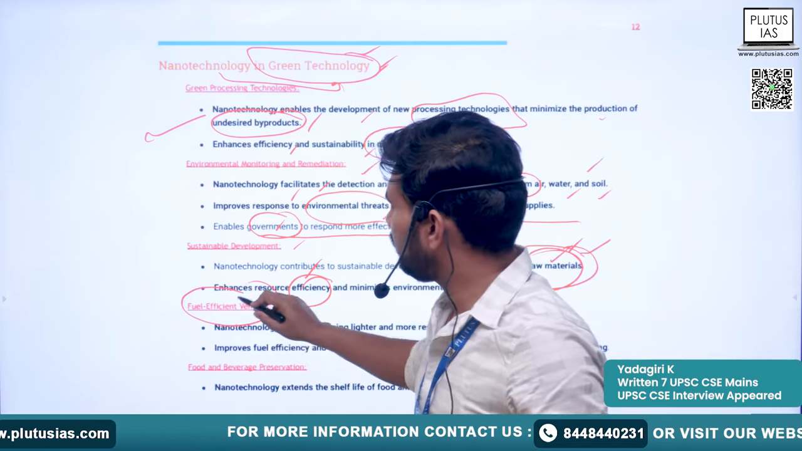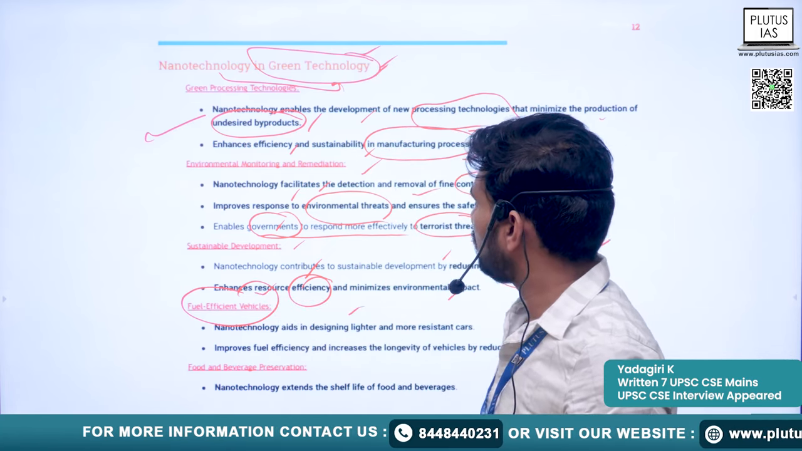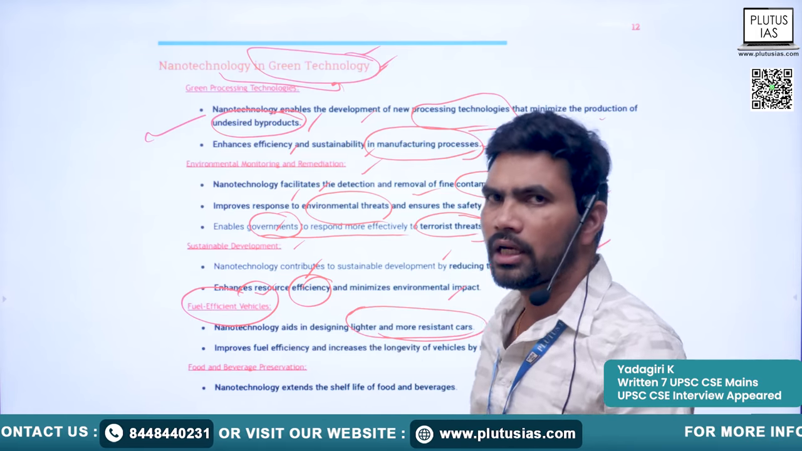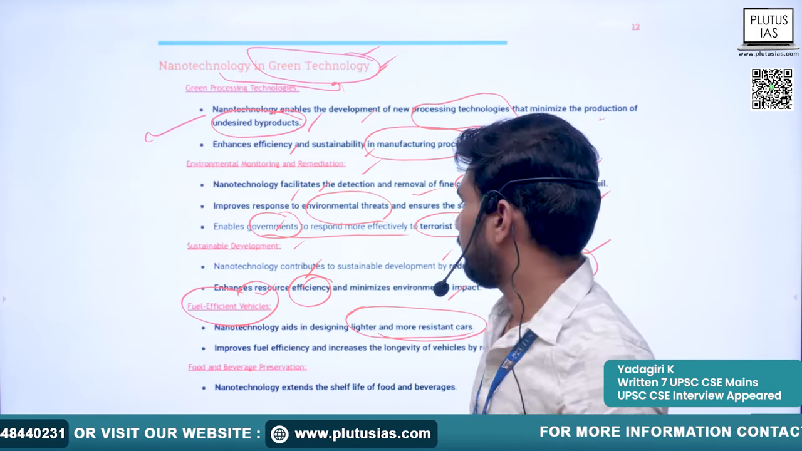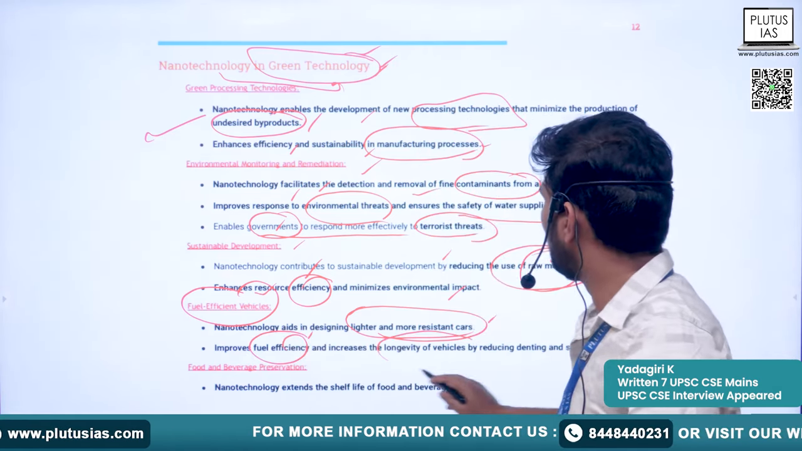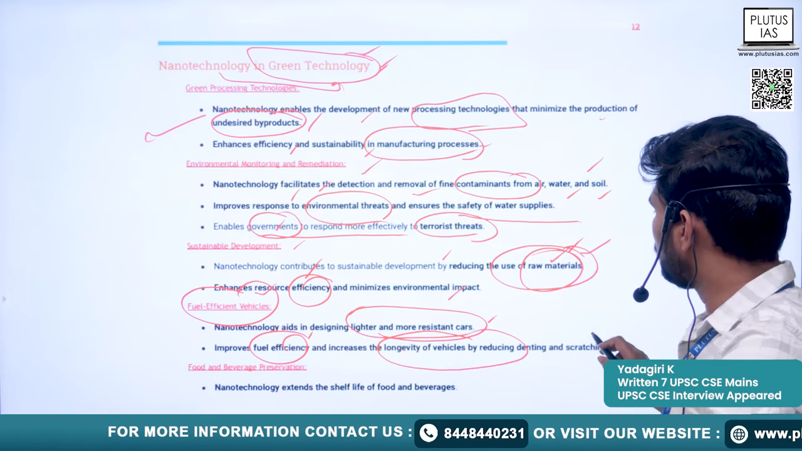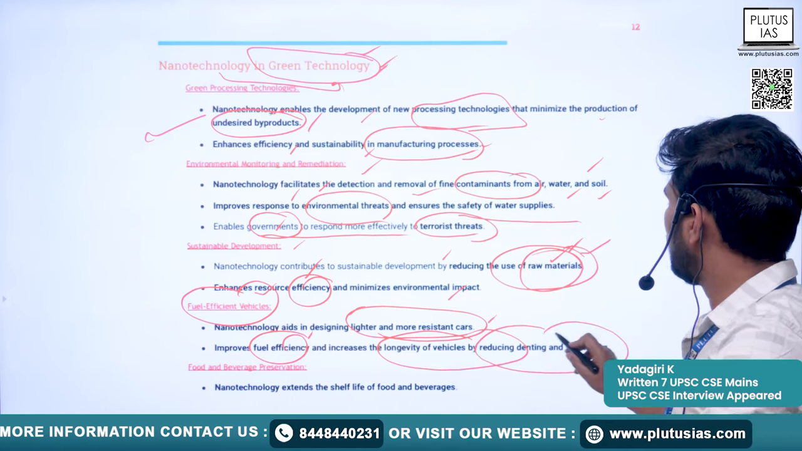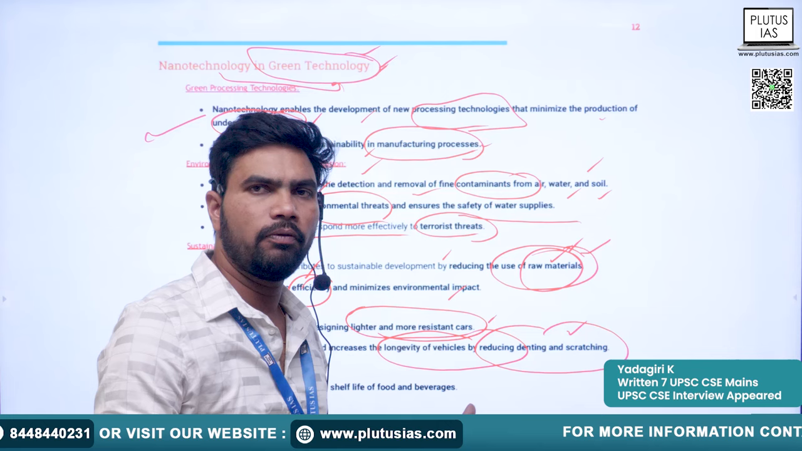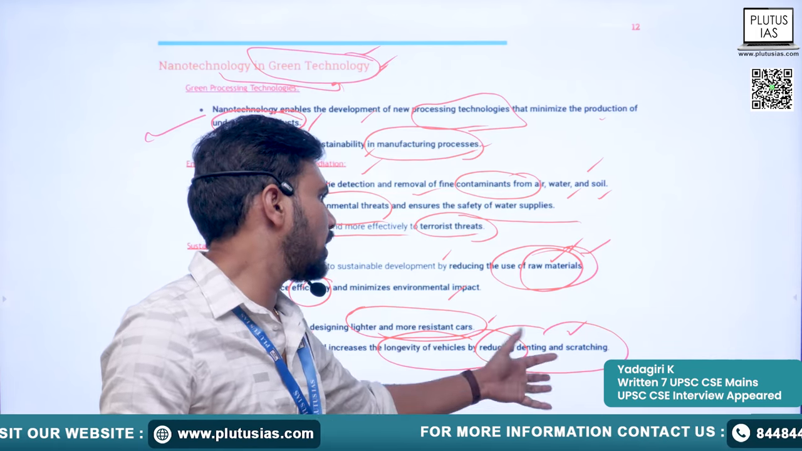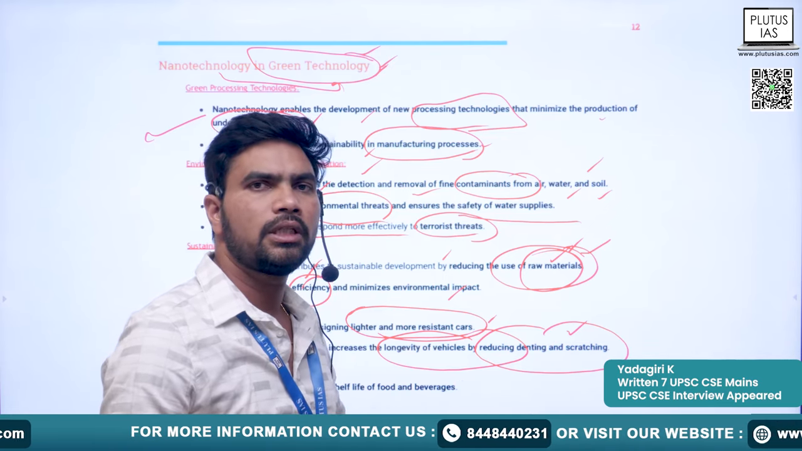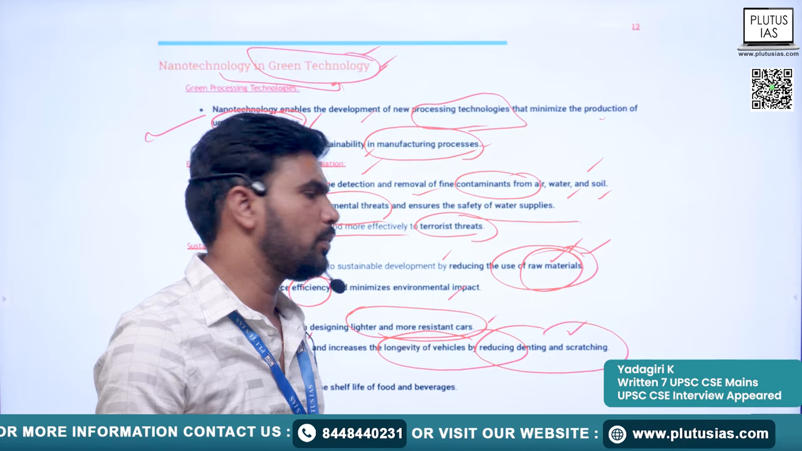Similarly, fuel efficient vehicles are possible. Nanotechnology aids in designing lighter and more resistant cars and other vehicles. It improves fuel efficiency and increases longevity of vehicles by reducing denting and scratching. When nanomaterials are used, the damage to vehicles is less. Denting and scratching will be less likely to happen, so the durability of vehicles will improve.